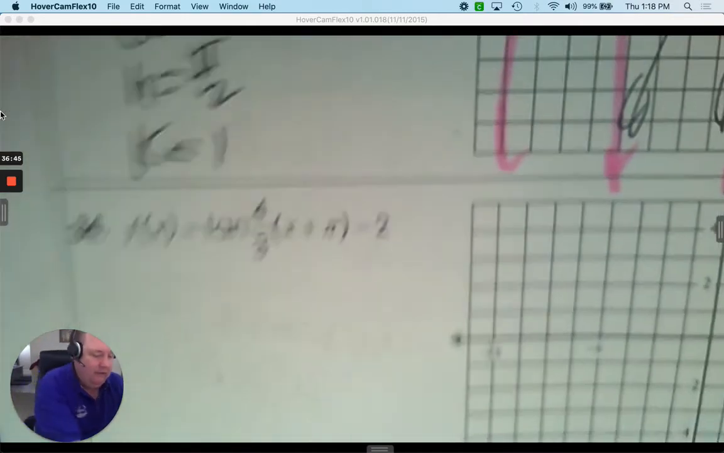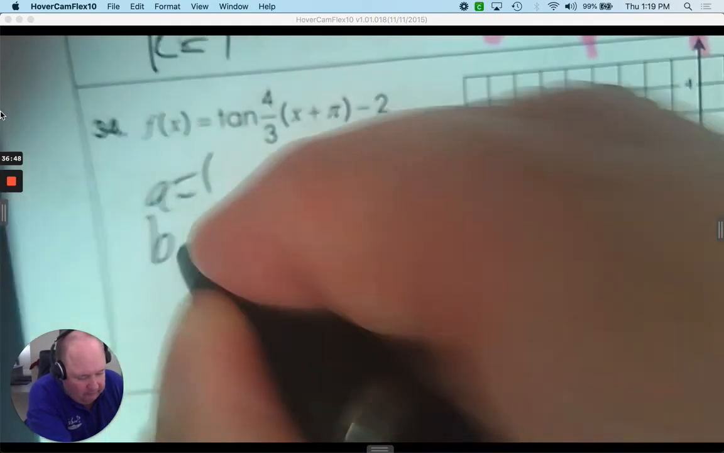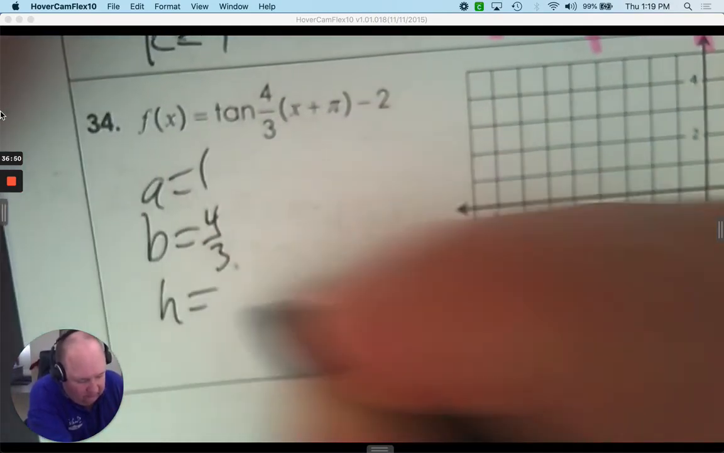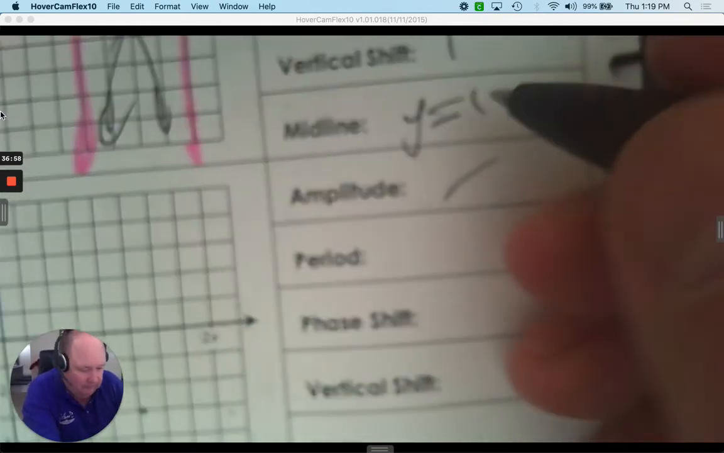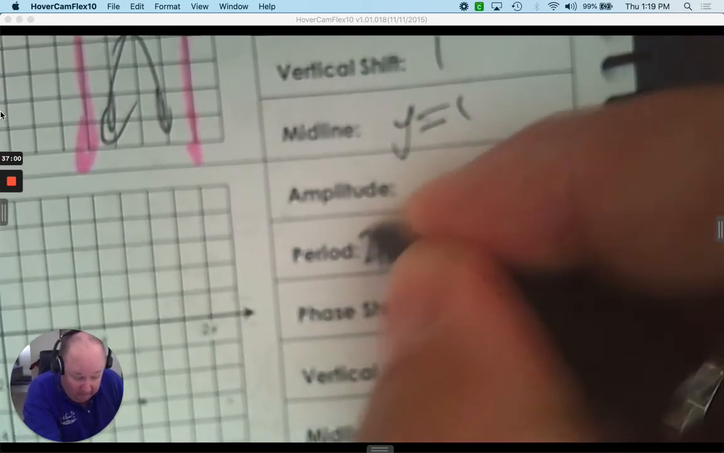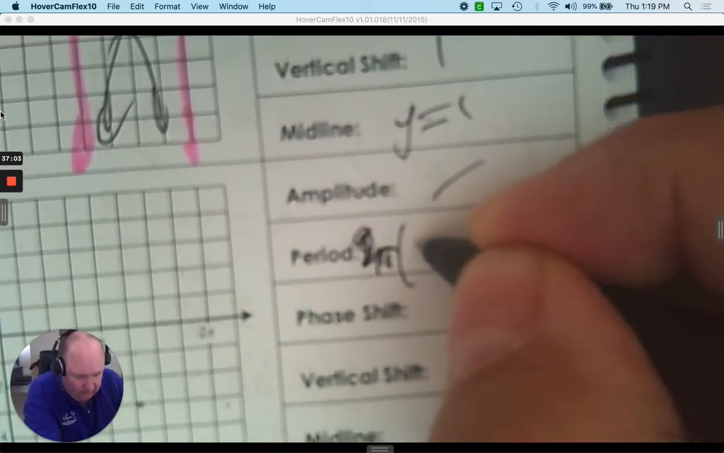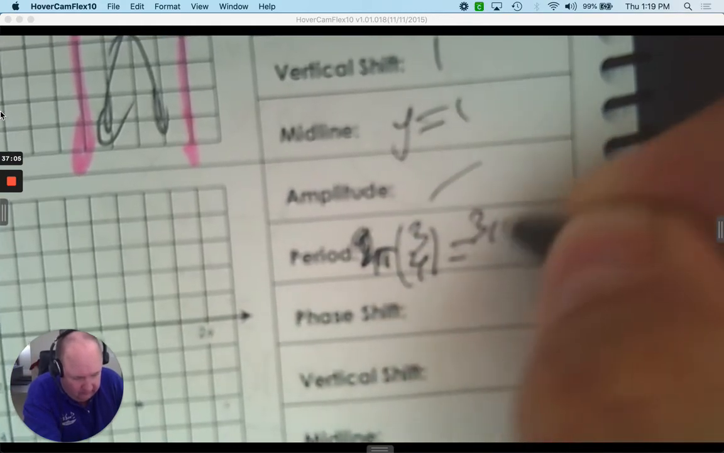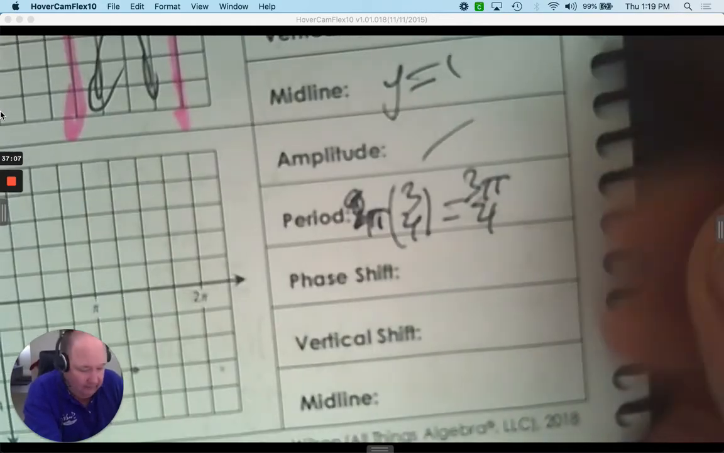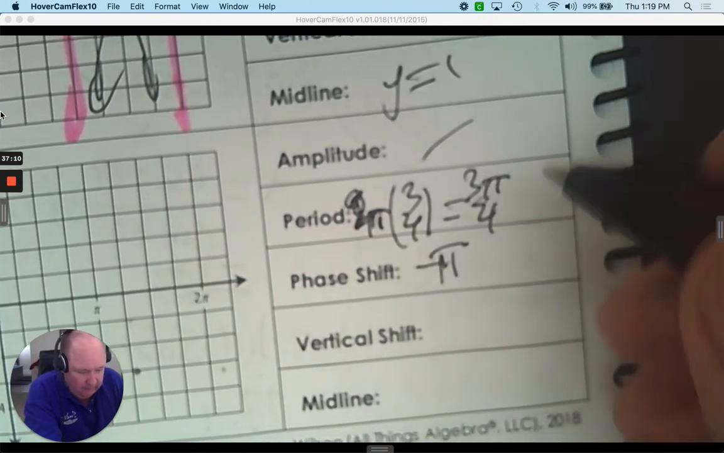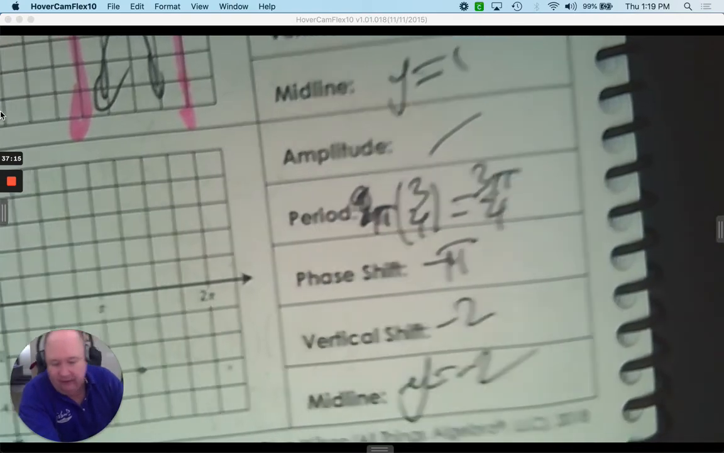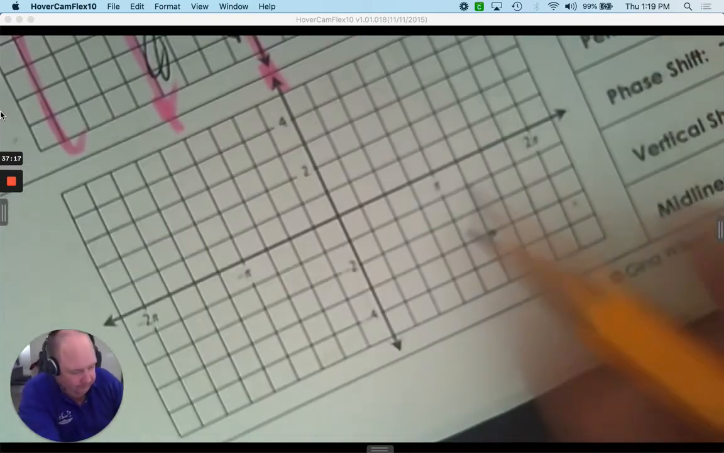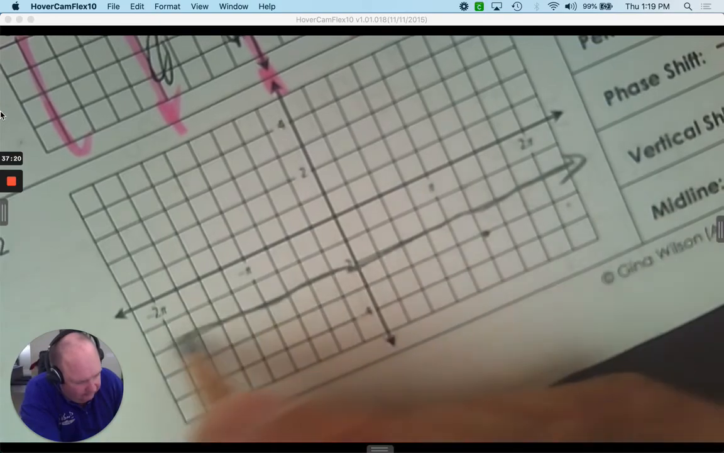Can you graph tangent? So A is 1, B is 4/3, H is negative pi over 2, and K is negative 2. Just going across. There's no amplitude for tangent. Period is 1 pi, and then I do the reciprocal. So I get 3 pi over 4. Phase shift is negative pi. The vertical shift is negative 2. So then I'm going to go to negative 2 and draw my midline.